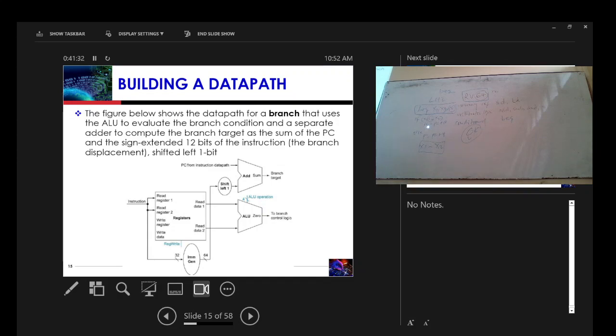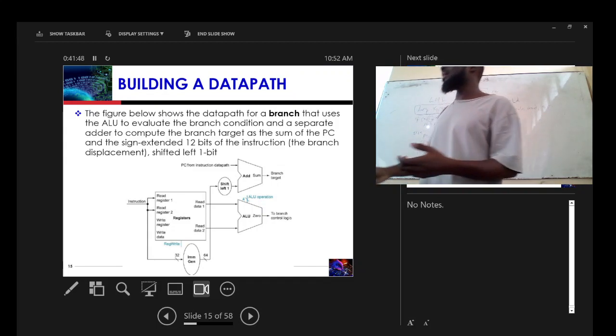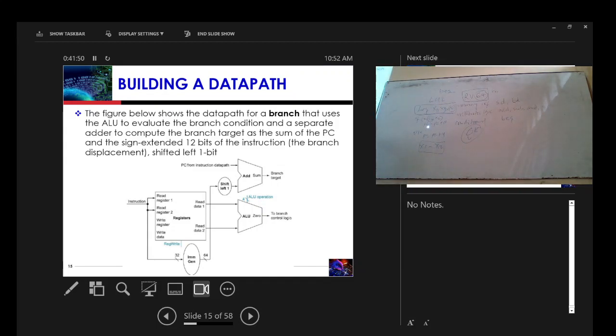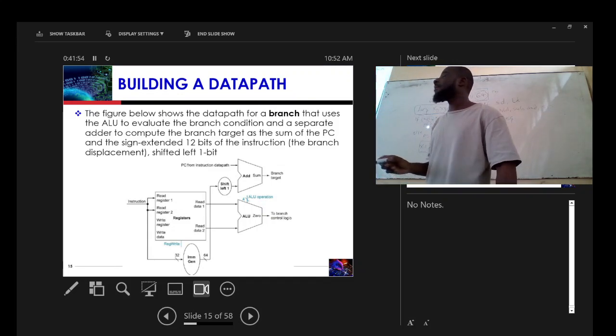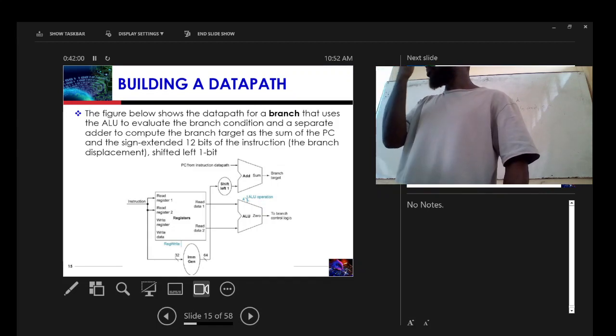So the 10 will come here and it will be extended. Then it will go here, and it will do the subtraction. Based on that subtraction, the zero signal here will be a 1 or a 0. Understood? Do you understand?